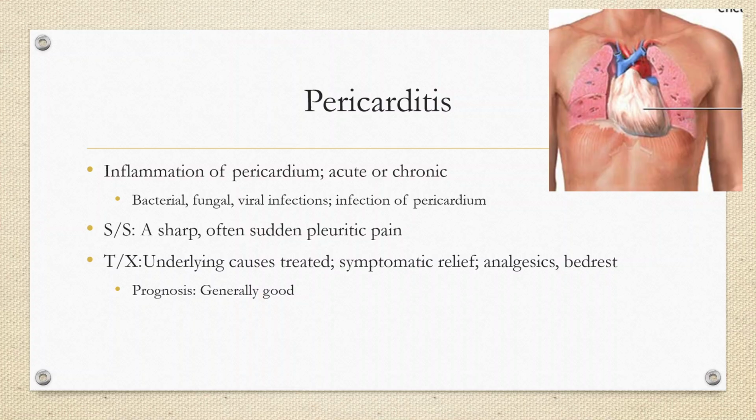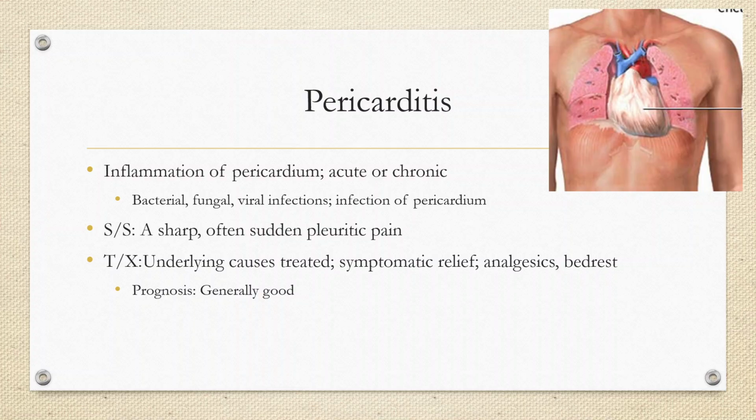and potentially introduced bacteria. This can be acute or chronic, and while it's most often due to bacteria, it can also be related to things like viral infections, fungal infections, and it's going to be treated with an antibacterial medication if it's bacterial in cause, or an appropriate medication for the other causes. But this is a sharp, sudden pleuritic pain, and usually we're trying to treat the underlying cause. So if it's bacteria, treat the underlying bacteria.